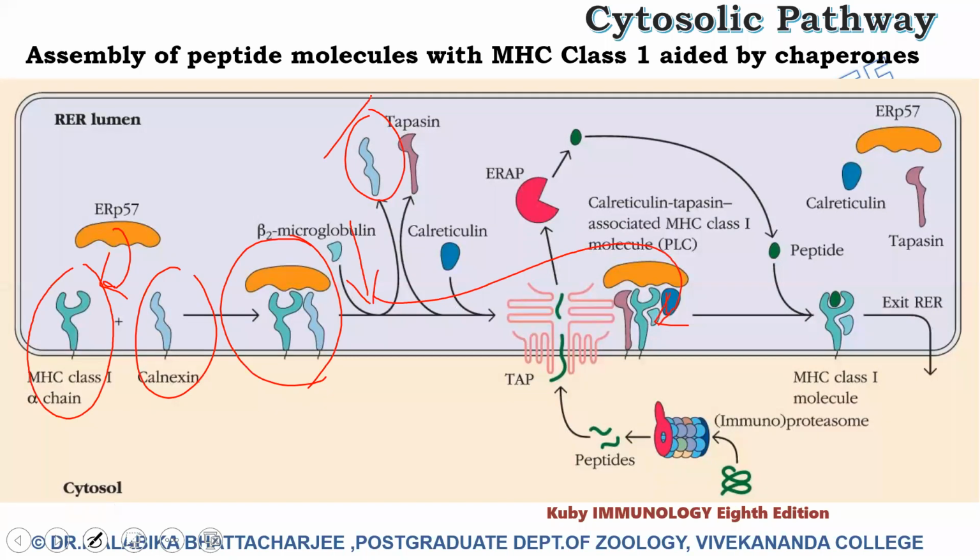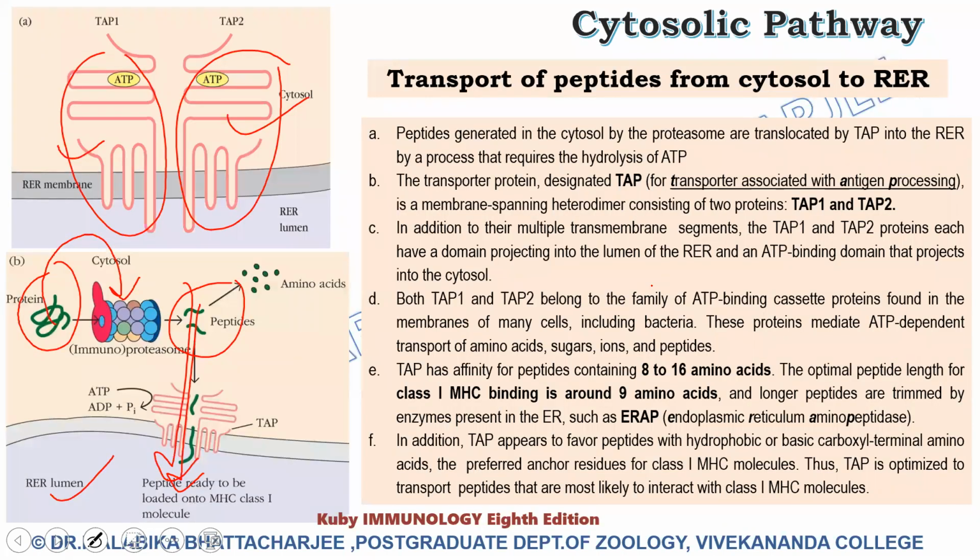As the picture goes, so calnexin opens up, tapasin and calreticulin, these are two other molecular chaperones, then bind to this complex. The word tapasin is an abbreviated form for TAP associated protein. What is the actual function of tapasin? The tapasin brings the TAP transporter. If you remember, this was the TAP transporter present on the surface of the endoplasmic reticulum. So what does tapasin do?